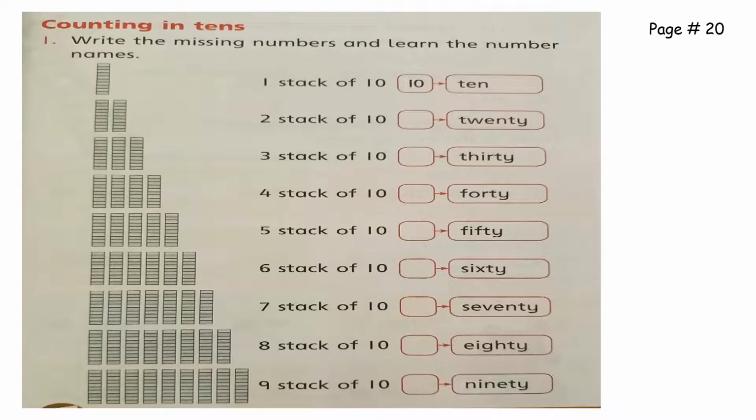Okay, now you have to count in tens. Write the missing numbers and learn the number names. Here it is a stack of 10 and here's only one stack. It means it's 10. First is already done.